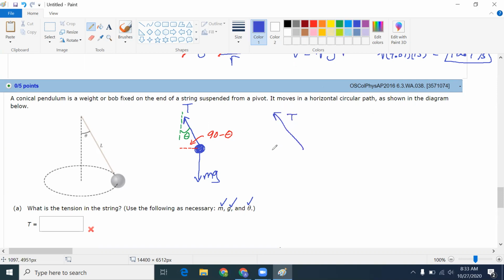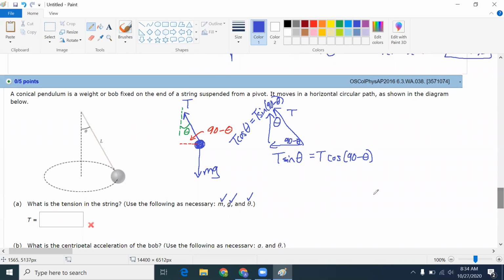So here's T. And once again, theta. So the tension force gets broken up in the x direction. It's T sine theta, also known as T cosine of 90 minus theta. And in the y direction, we have T cosine theta, which is also known as T sine of 90 minus theta. This angle here is 90 minus theta.